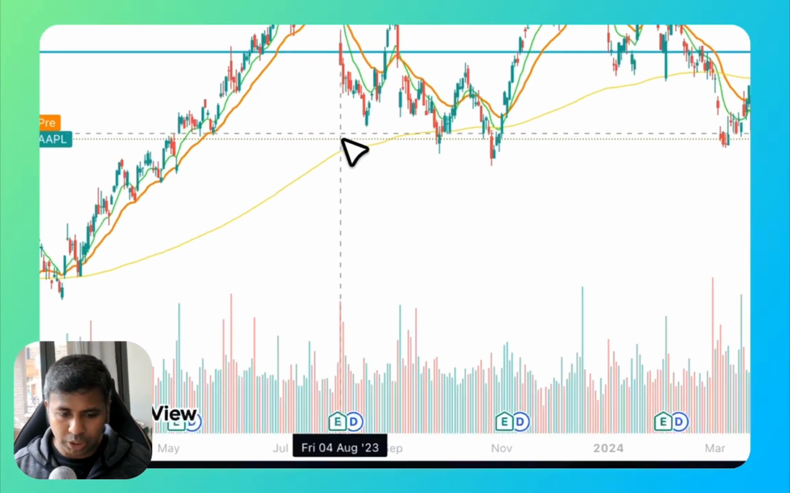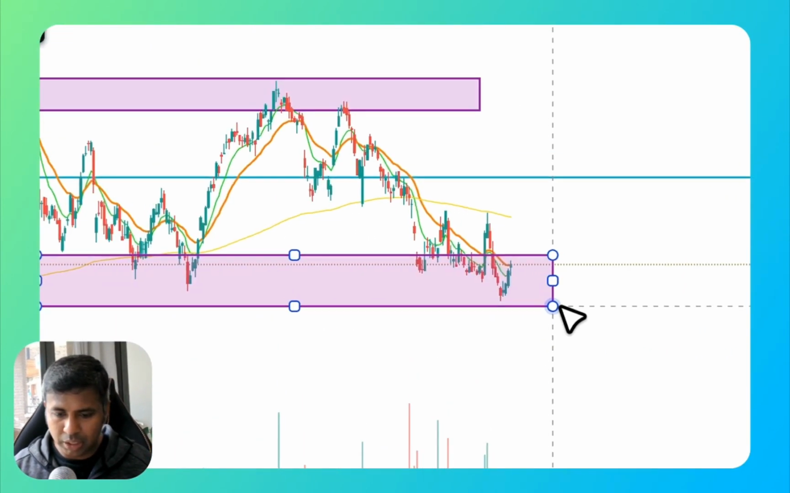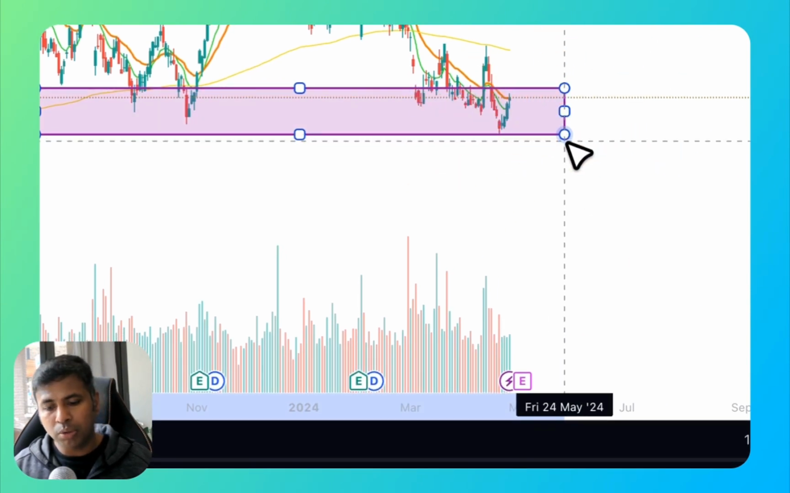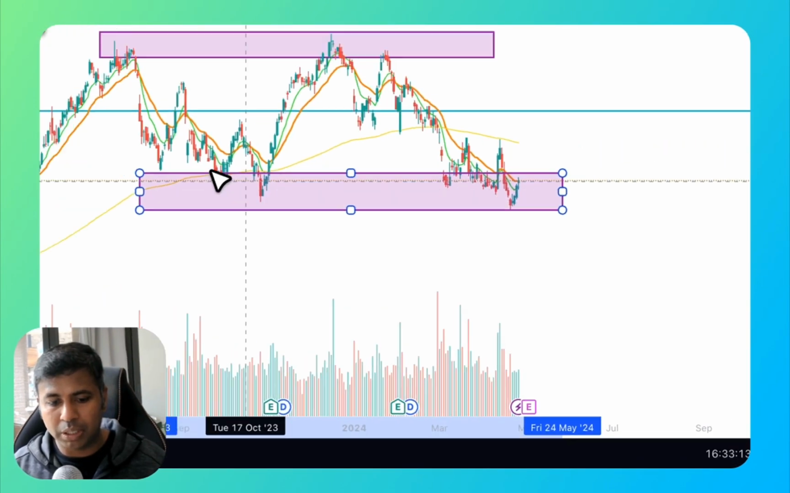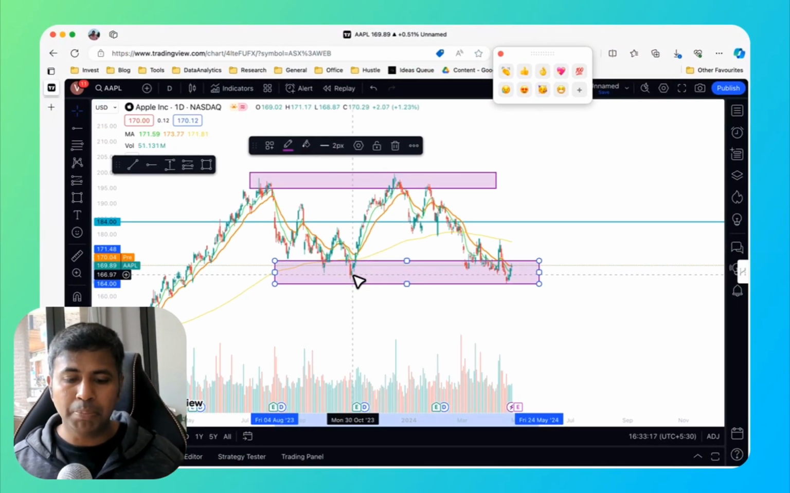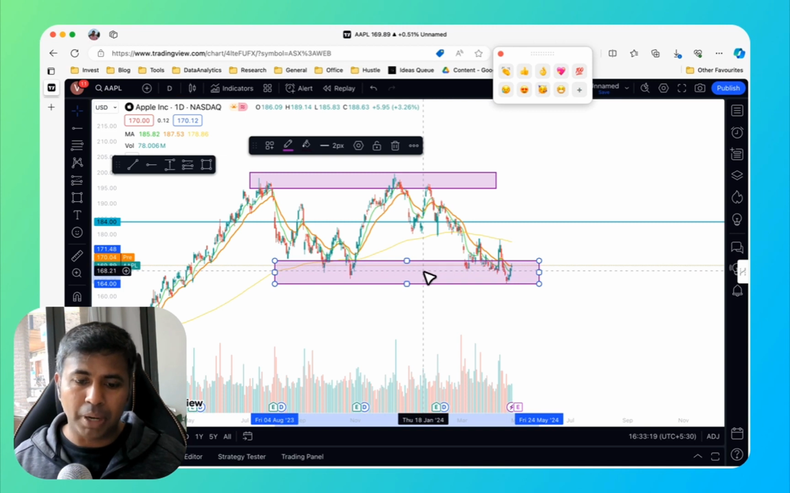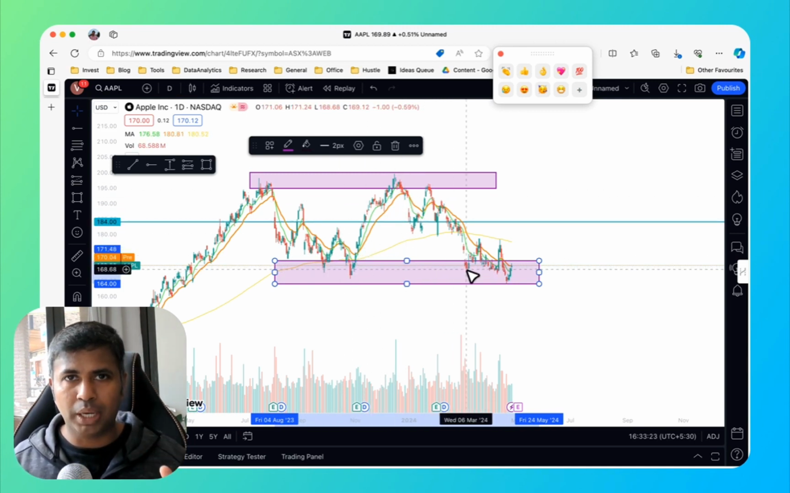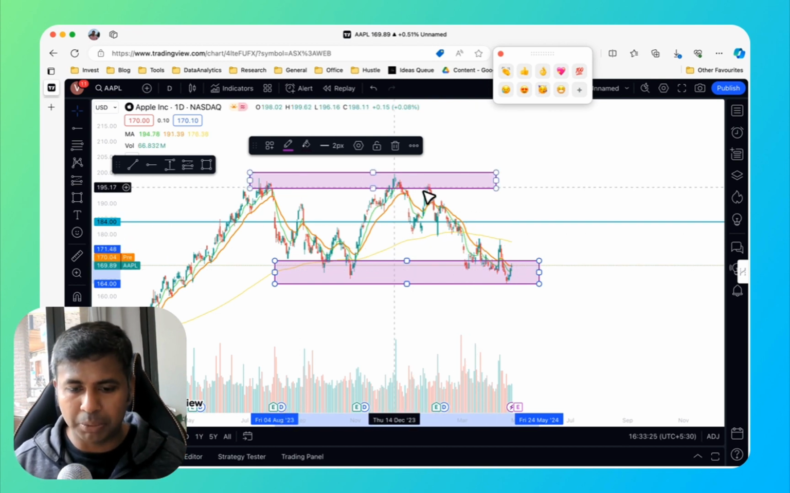Now for the support area, you can see here that this particular zone has been a strong support zone for Apple stock price. Whenever the price enters this particular zone, the buyers have bought the dip, and the price has gone up. So this is what is called support and resistance. Hope the concept is clear.